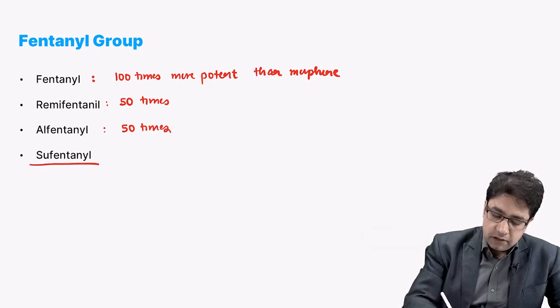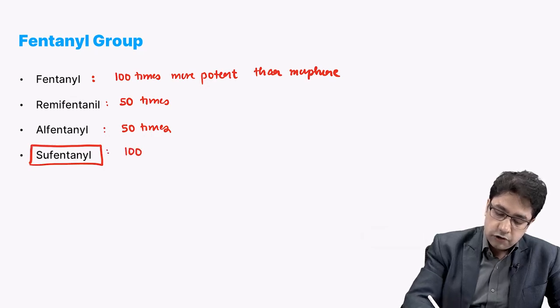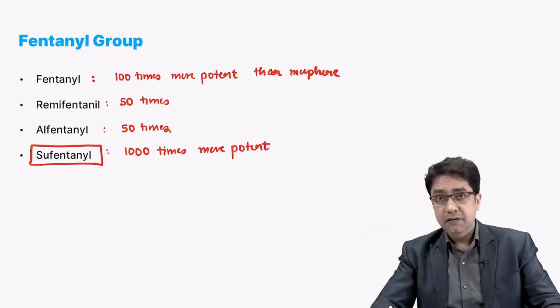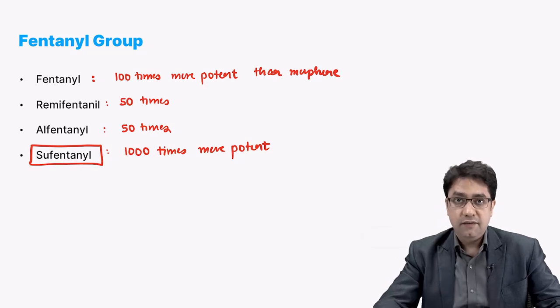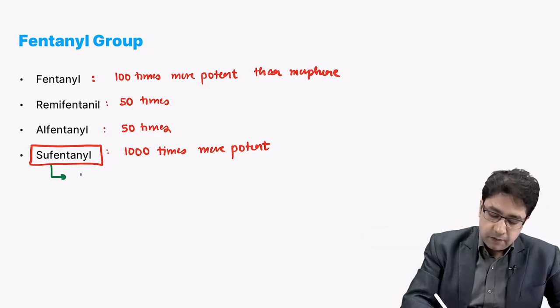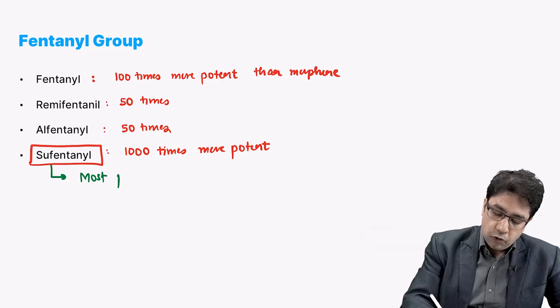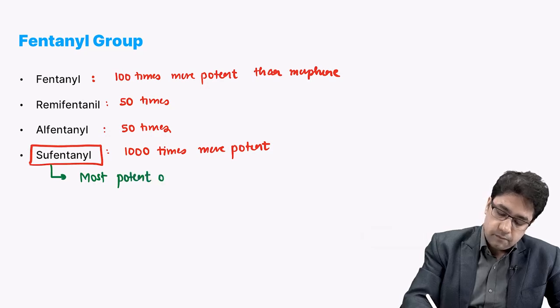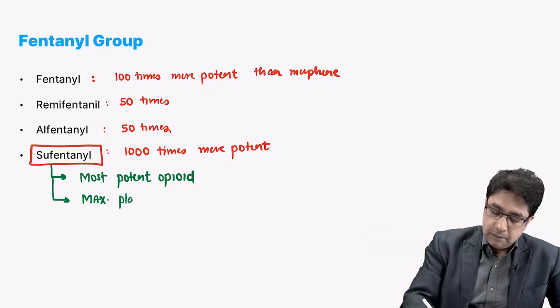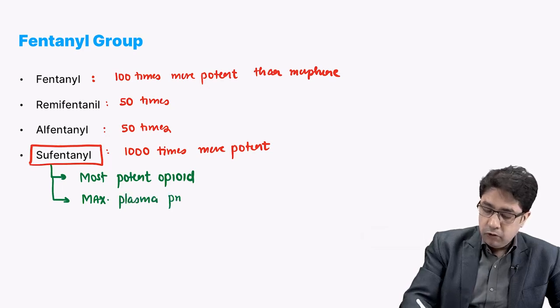But let's talk about this drug, sufentanil. Sufentanil is almost 1000 times more potent than morphine. That means the most powerful drug is sufentanil. So we will write that sufentanil overall is the most potent opioid. And the second point with sufentanil is that it is also the maximum plasma protein bound opioid.